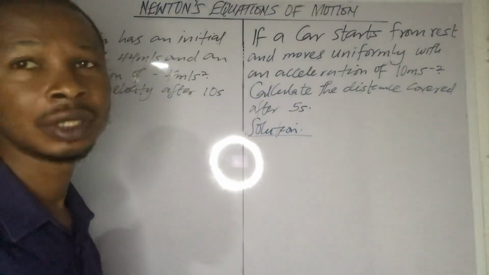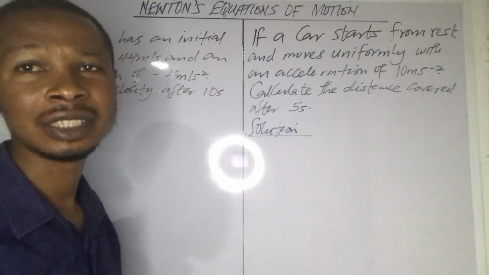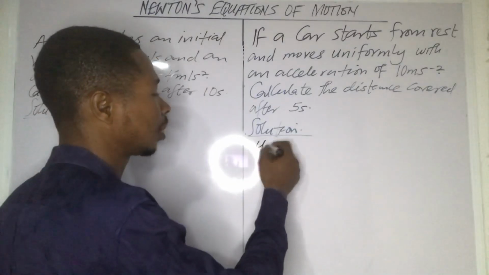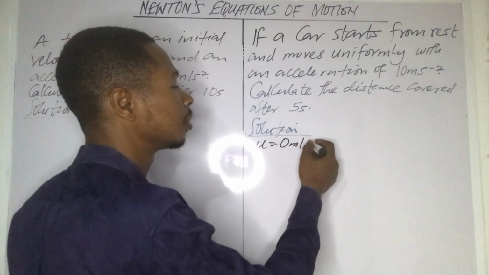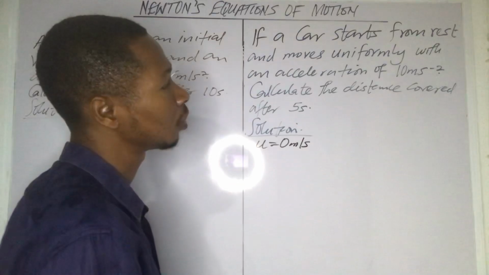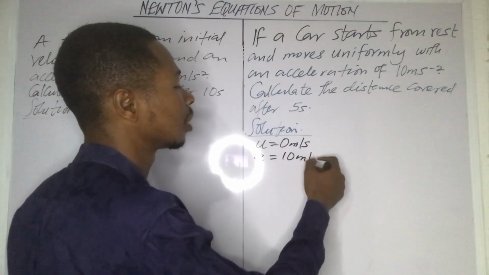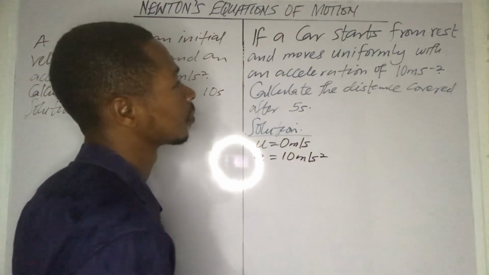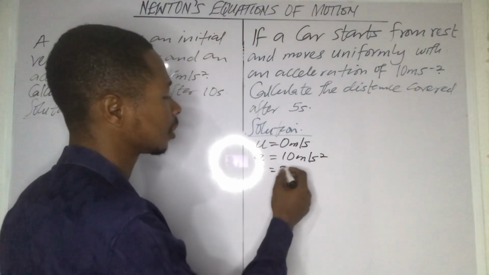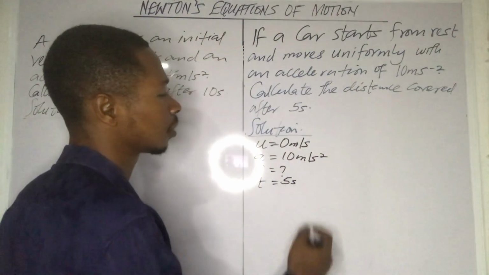When a car starts from rest, its initial velocity u is taken as 0 meter per second. Since the body is starting from rest, our u will be 0 meter per second, and it moves uniformly with an acceleration of 10 meter per square second. Our a is 10 meter per square second. Calculate the distance covered after 5 seconds. Distance x is the question. Then time is 5 seconds.